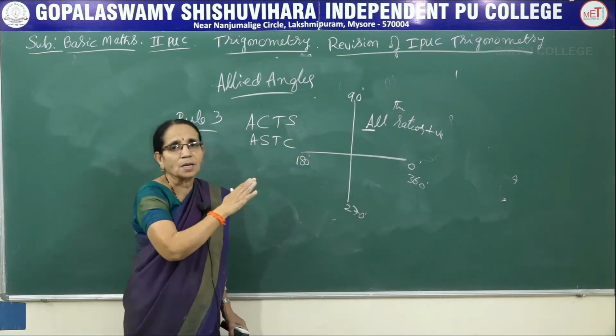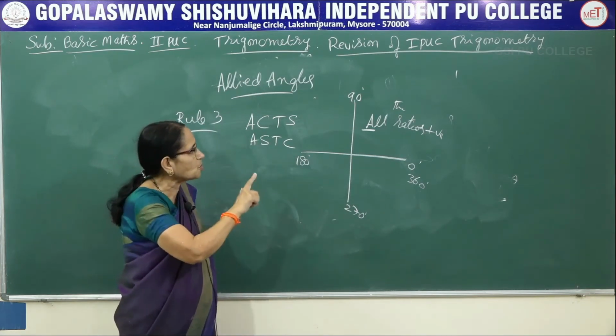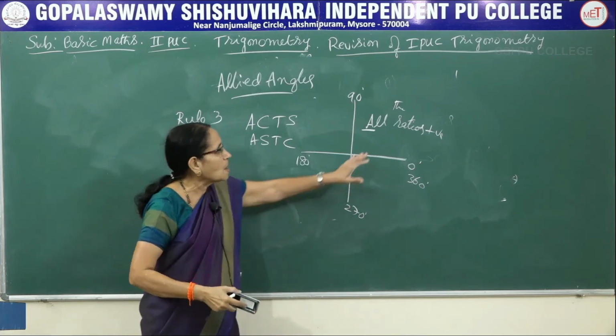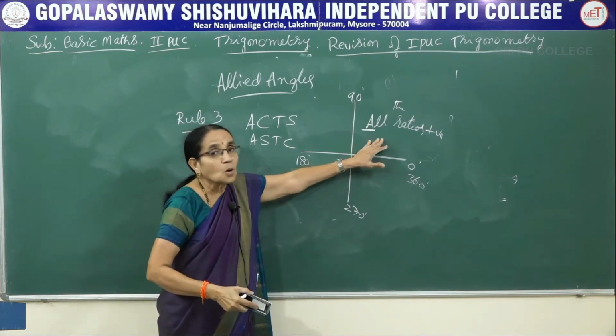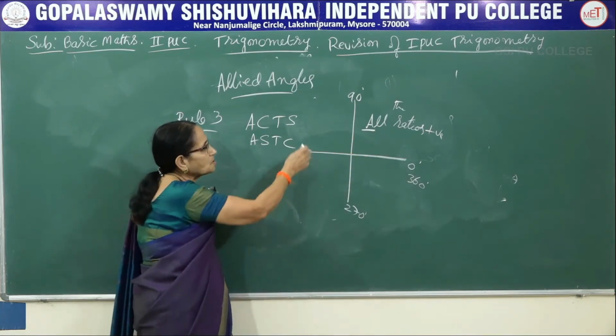That is why for 0 to 90, when I gave the table, I had taken all of them to be positive. In the first quadrant, all the ratios would be positive, because, as you know, the coordinates x and y of any point would be positive. Now let us come to the second quadrant.